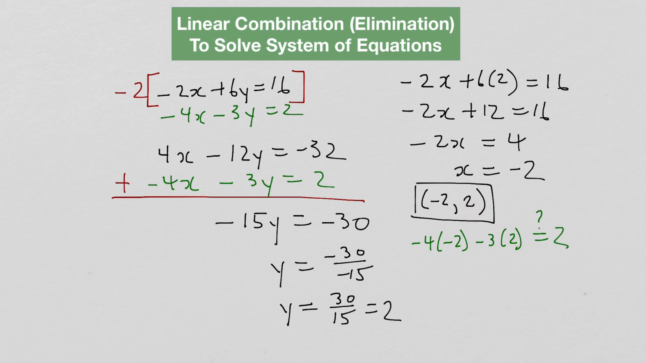So let's multiply this out. Negative 4 times negative 2 is 8. Minus 3 times 2 is 6. Does that equal 2? 8 minus 6 is 2. And that equals 2. So that checks out. So we know that this is the correct answer.